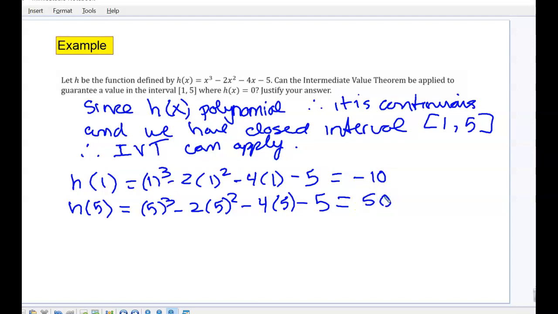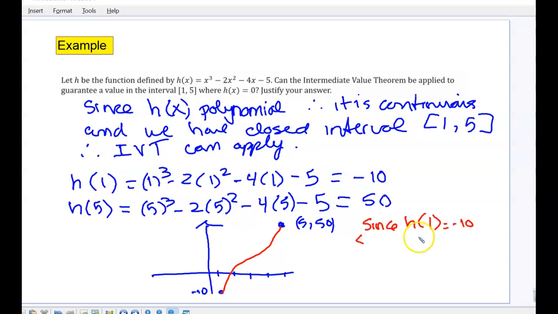So if we were to draw a quick little sketch to help us visually, at 1, my value is negative 10, and at 5, I'm way up here at 50. Again, because this is a continuous function, I have to be able to go from this point to this point without lifting my pencil off the paper. Now, is there any way I can go from this point to this point without crossing the x-axis? No. So this proves that there is a value where the function takes on 0.